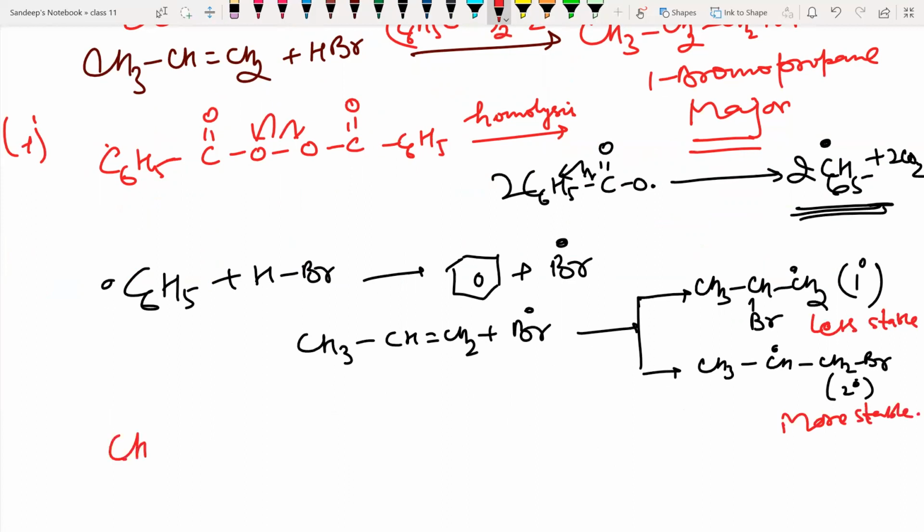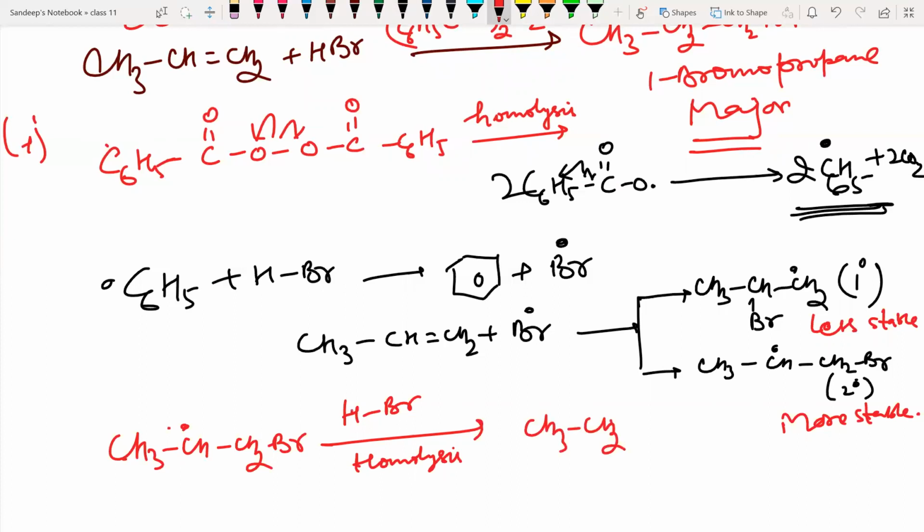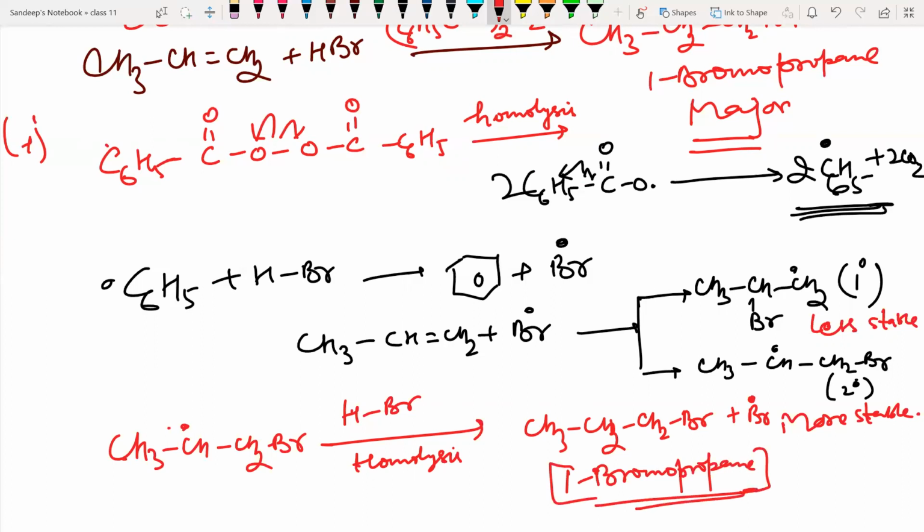They will react. This 2-degree free radical with a bromine substituent will react with HBr and undergo homolysis. So hydrogen will go with this, so it will become CH3CH2CH2Br, and another bromine free radical will be generated, which will carry out the reaction further. So 1-bromopropane is the major product. So this is anti-Markovnikov addition.